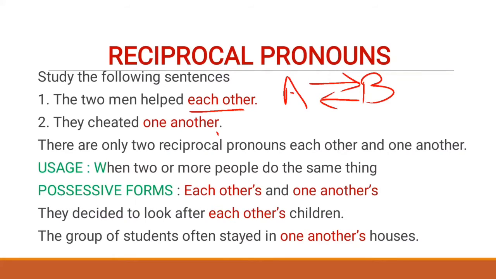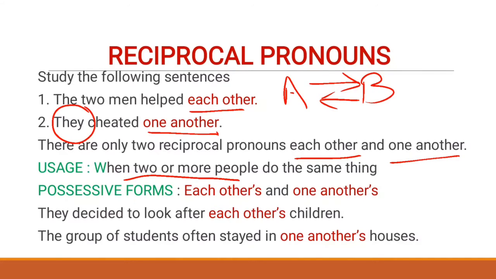In the second sentence, they cheated one another. It means we are talking about a group of people and they cheated one another. So, there are only two reciprocal pronouns, each other and one another. And we use reciprocal pronouns when two or more people do the same thing.